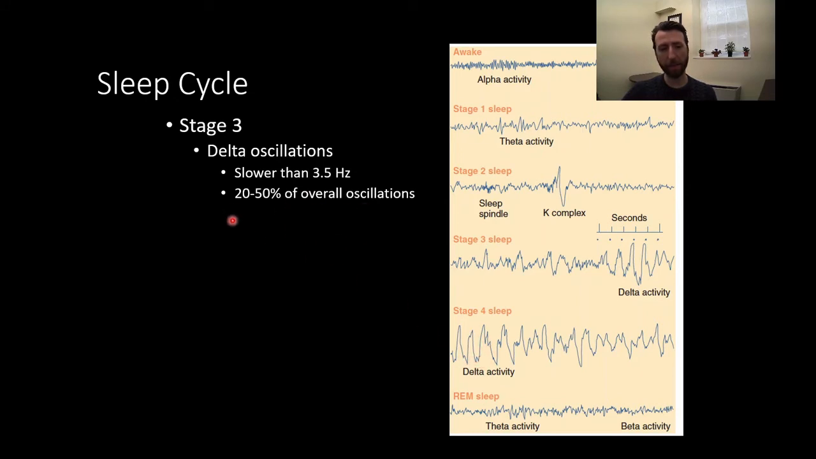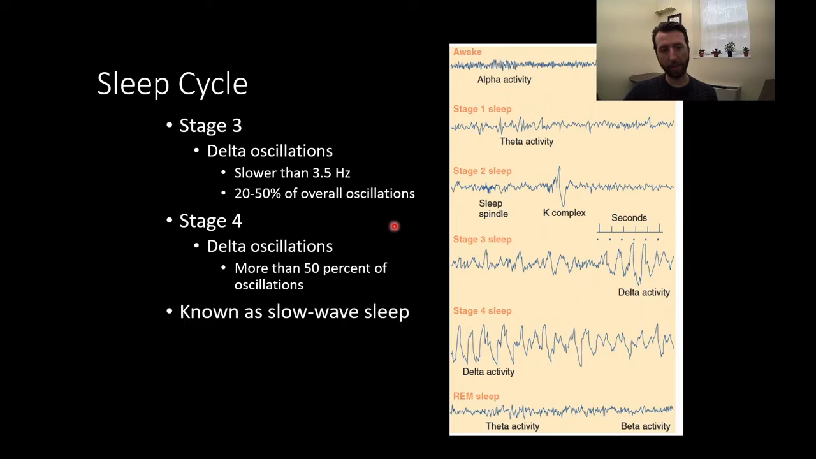So 20 to 50% of the overall oscillation should be delta here, whereas if we qualify this as stage 4 sleep, we want to see more than 50% of the oscillations being delta. Again, we often lump in stage 3 and stage 4 because they're very similar. But you see here, during stage 3 sleep, we see some delta activity mixed in with theta, and in stage 4, we're seeing lots of delta activity. Delta being slower than 3.5 hertz, nice, big, slow waves.